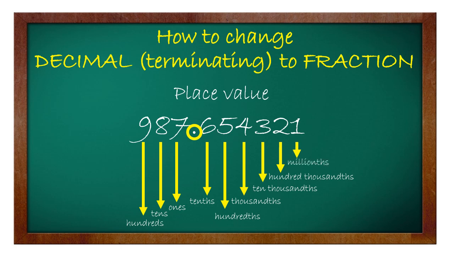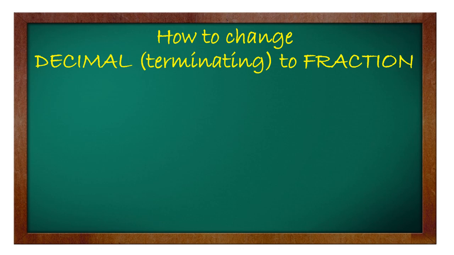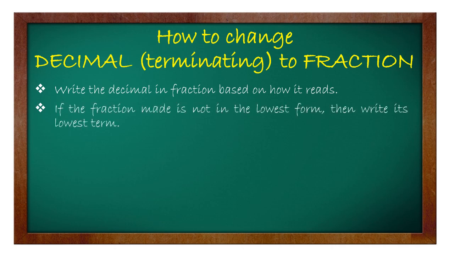Okay? So, since na-familiar na natin yung ating sarili sa place value, let us go now to the process on how to change decimal, the terminating decimal, into fraction. First, write the decimal in fraction based on how it reads. So, yung place value, magagamit natin siya para basahin natin yung fraction. Kasi kung paano natin babasahin yung fraction based on the place value, doon natin siya malalagay into fraction. So, if the fraction made is not in the lowest form, then write its lowest term.